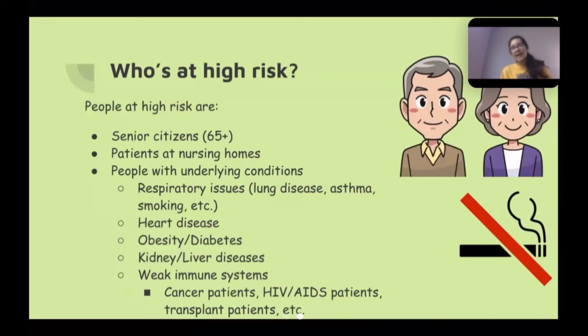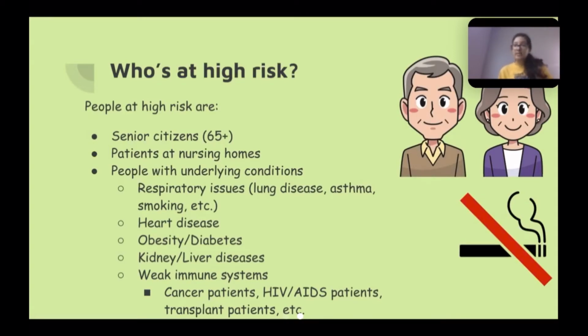So who's at high risk, you may ask? People at high risk are senior citizens, so that includes everyone 65 years old and older, the patients at nursing homes, people with underlying conditions. So these can include people with respiratory issues, as the coronavirus is a respiratory disease. Some of these issues can include lung disease, asthma, if you smoke, having lung cancer, any of that.